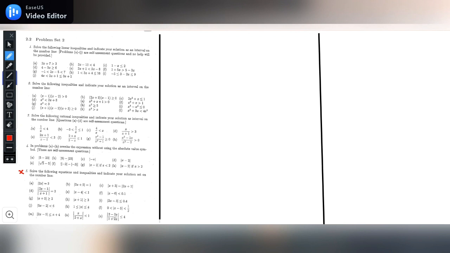So in this lesson we're going to continue doing inequalities, problem 5. Meaning we are going to solve the questions here in problem 5, right? The first question says: solve the following equations and inequalities and indicate your solution on the number line. The first equation that we have is the absolute value of 2x equals 3.